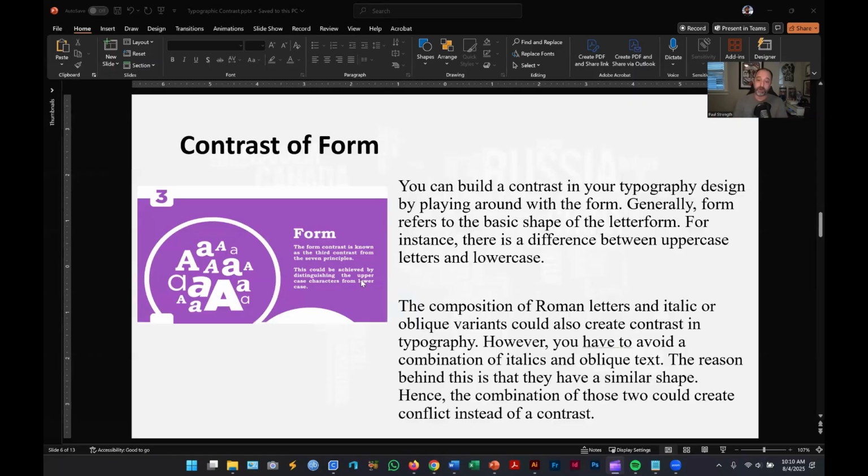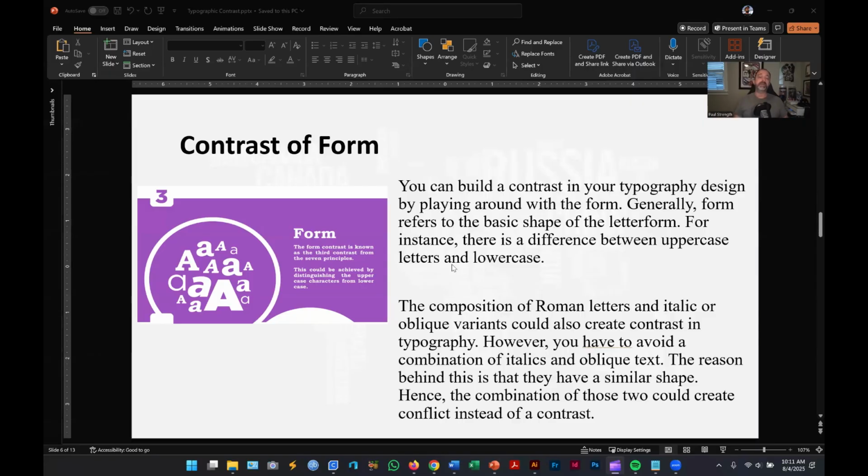Next is contrast of form. And as you can see from the example, we have all different types of A's over here, capital, lowercase, as well as different types of font styles, or font families. Sorry, the name of a font is actually a font family. You can build a contrast in your typography design by playing around with the form or choosing different fonts. Generally, form refers to the basic shape of the letter form. For instance, there is a difference between uppercase letters and lowercase, like I mentioned already. Then there's the composition of Roman letters and italics or oblique variants.